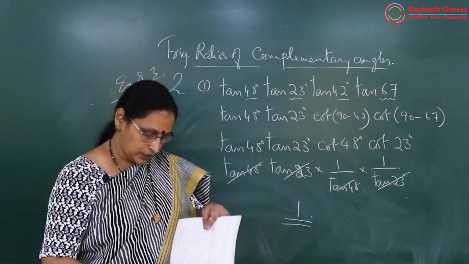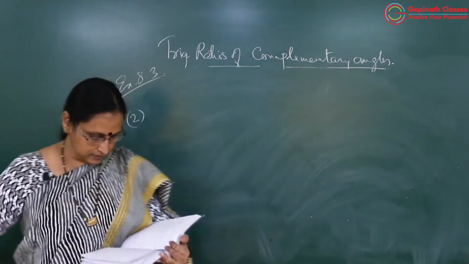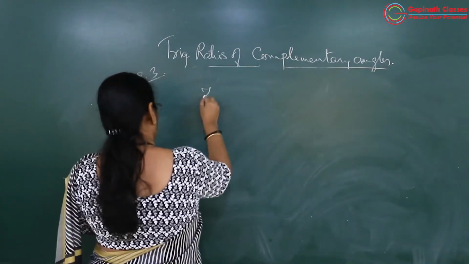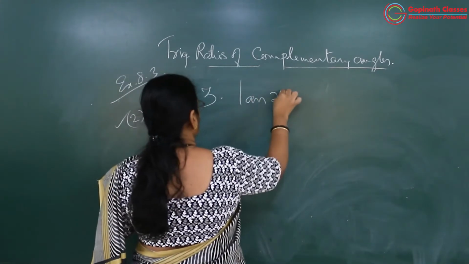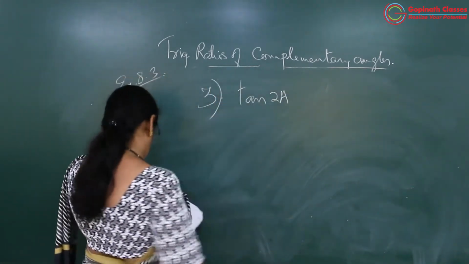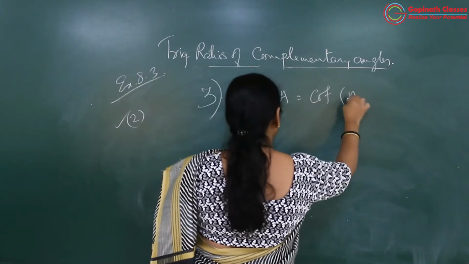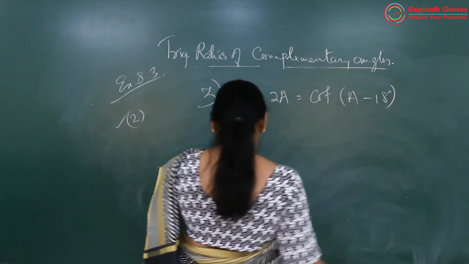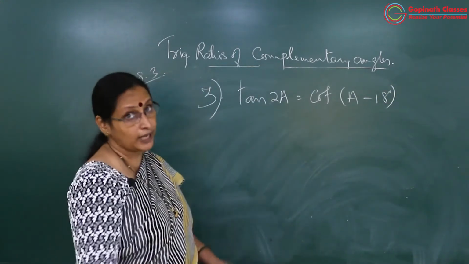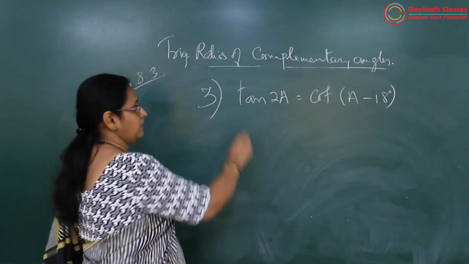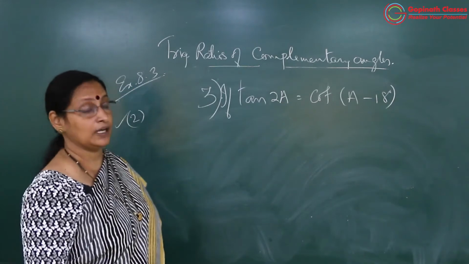Come to the main question number 3. Main question number 3 is, if tan 2a is equal to cot a minus 18 degree, where 2a and a minus 18 degree are acute angles, then find the value of a. We have to find out a. If tan 2a is equal to cot a minus 18, find the value of a.